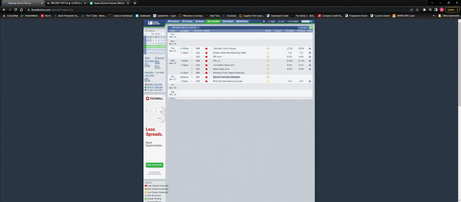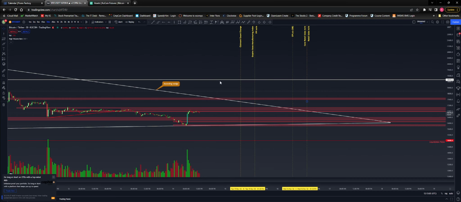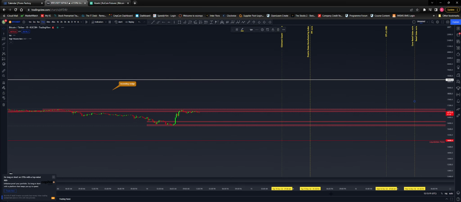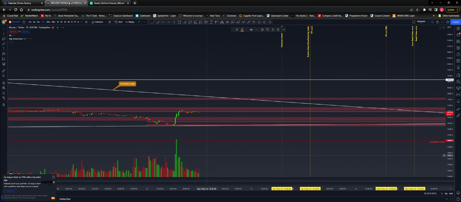Next one. Okay. GBP. We have monetary policy report hearings. This is at 2:15 on Wednesday. So let's just go to the 15-minute chart. Let's move this along a touch. Select our.